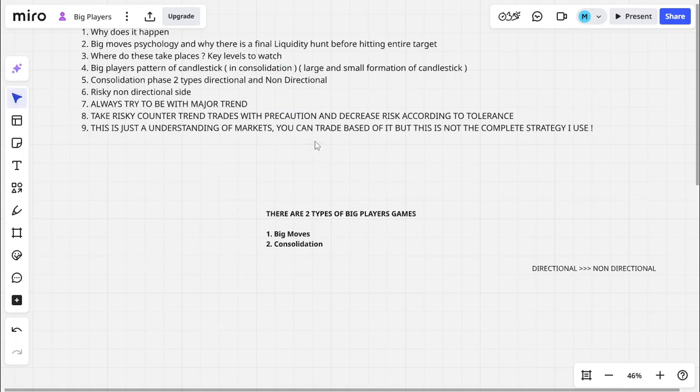So first thing, try to be with the trend. If you are taking a counter trend trade, take it with precaution and decrease the risk. Decrease as much as you can, as per your tolerance. It should not affect you mentally. That is the game. Okay, so now let's discuss the third point first.